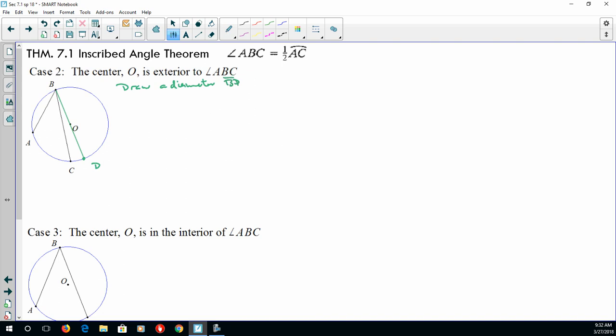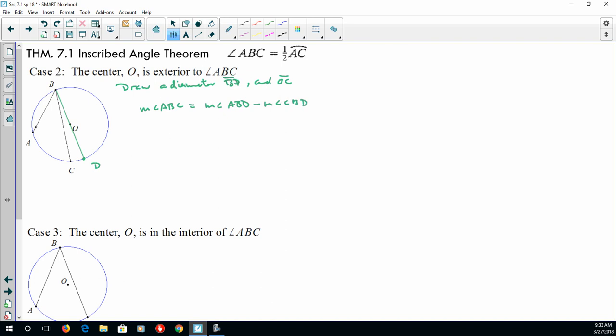Okay. Now, we're interested in angle ABC. The measure of angle ABC is the measure of angle ABD minus the measure of angle CBD, right? So it's ABD minus it, so it's this big angle minus that little angle. Okay.